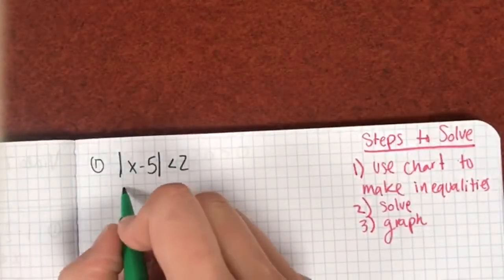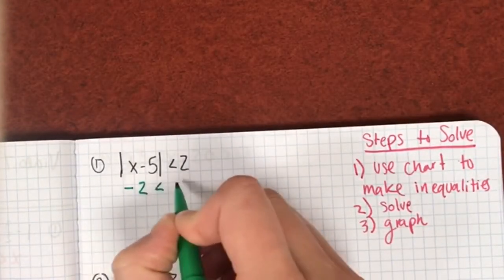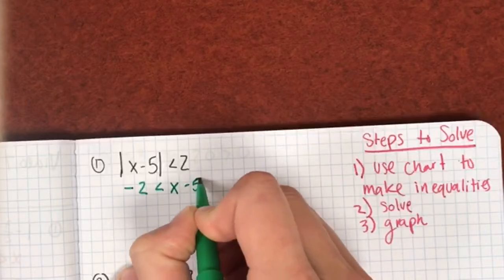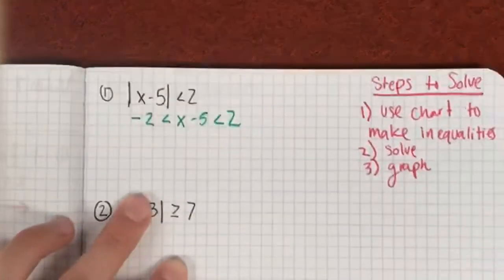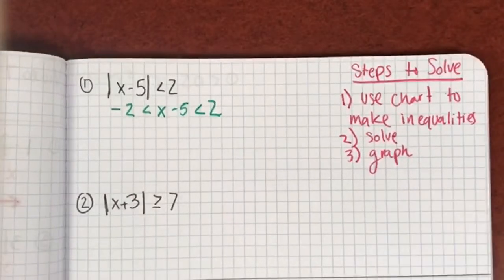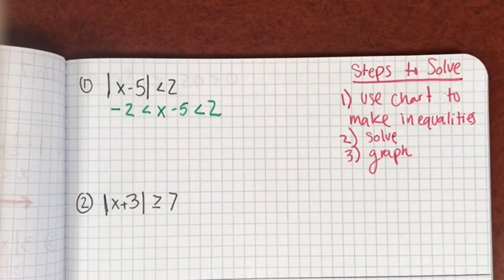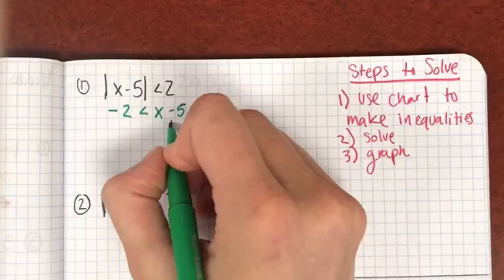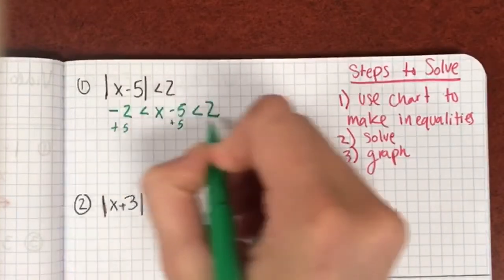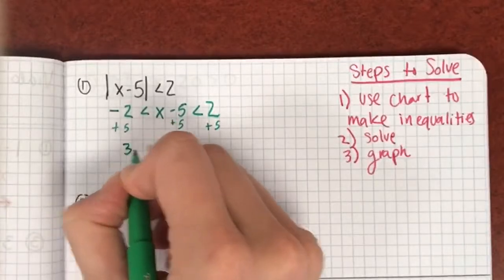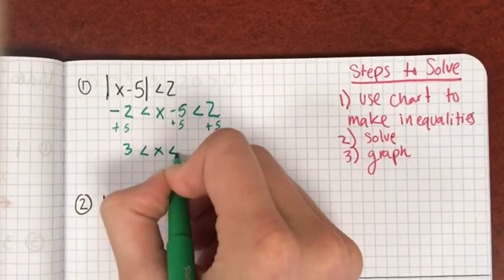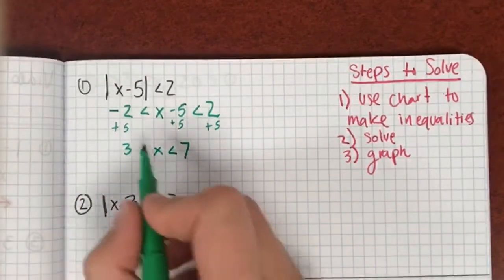So we can rewrite this without our absolute value bars as a compound inequality. All right, so we made our inequality. Now we just have to solve. So we add 5 to all 3 sides. And we have 3 is less than x is less than 7.